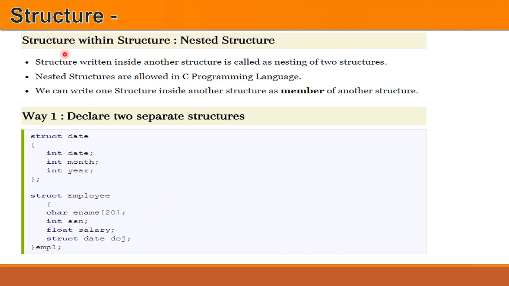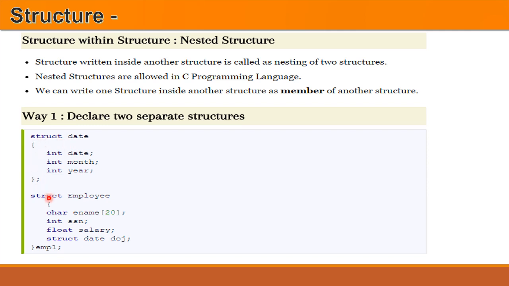Now let's see how to define a structure within a structure, that is, nested structures. A structure written inside another structure is known as nesting of two structures. Nested structures are allowed in our C program, so we can write one structure inside another structure as a member of that structure. Let's see how. We define one structure known as date, and date contains day, month and year. Three integer elements make up the date structure.